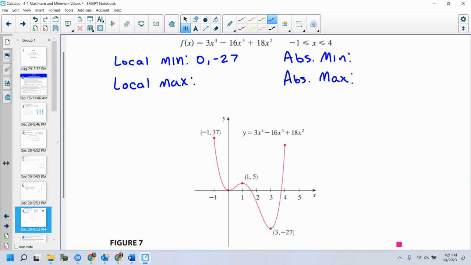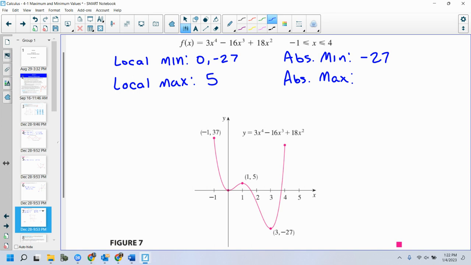What is the absolute minimum? -27. That's not a coordinate. I'm not saying 0, -27. I'm just listing them. What is the local maximum? Watch out. An endpoint can't be a local. Give me the y value. 5. The local maximum is 5. It occurs at 1, but it is 5.